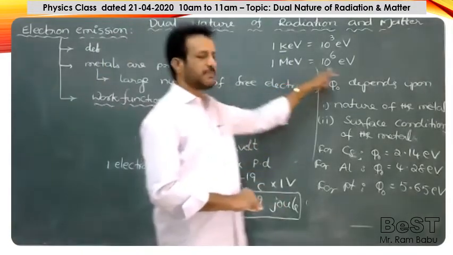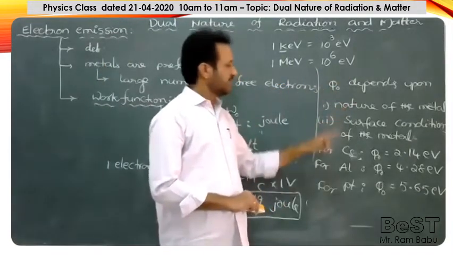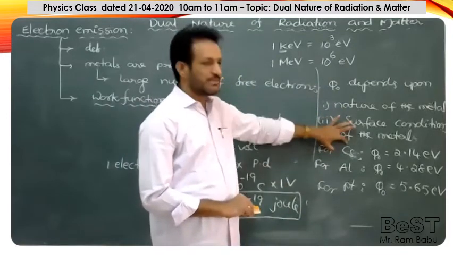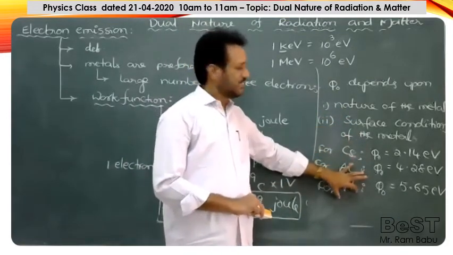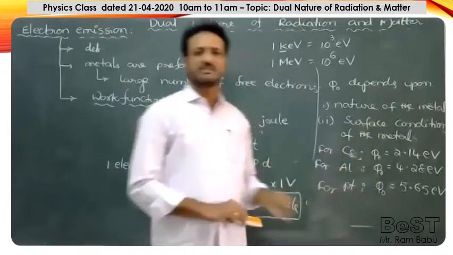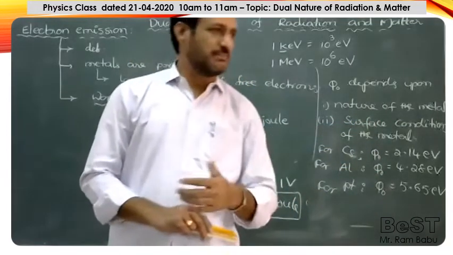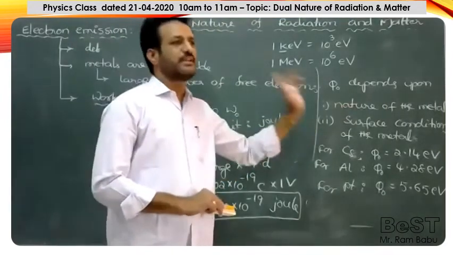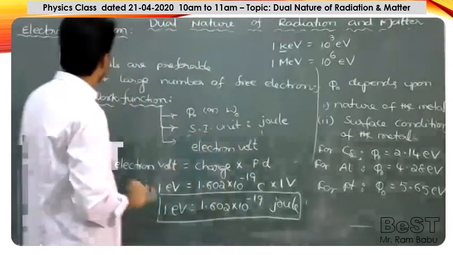And the work function depends upon the nature of the metal and also the surface conditions of the metal. Different metals have different work functions. And among all the metals, cesium is the best metal for electron emission because it has the least work function, 2.14 electron volt. And what are the types?